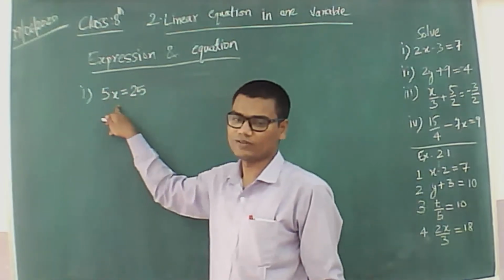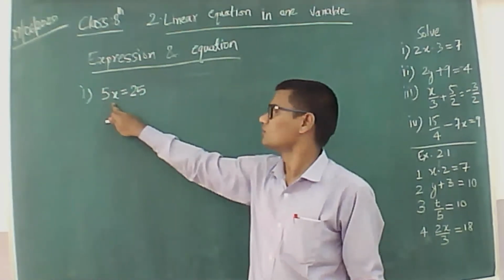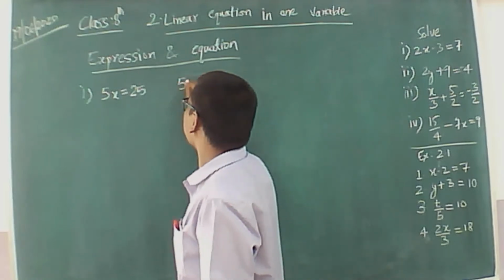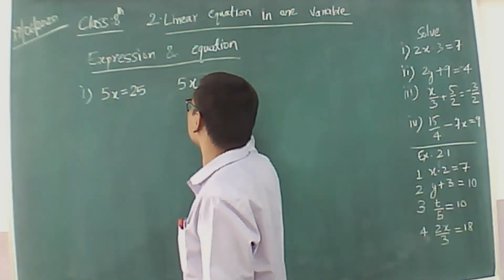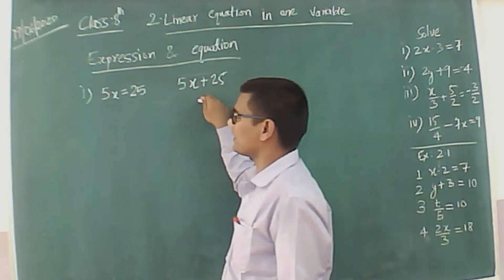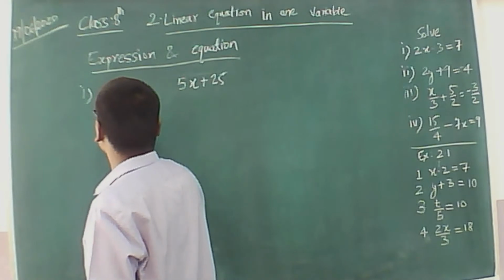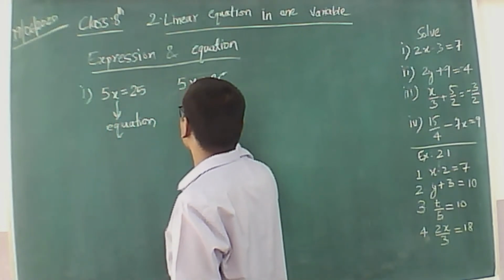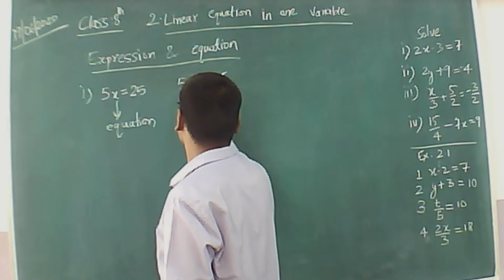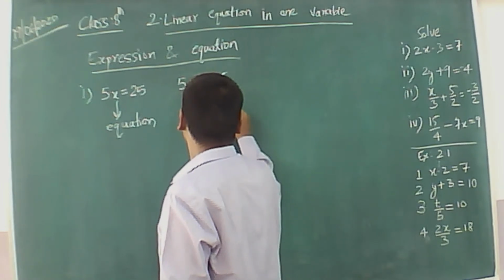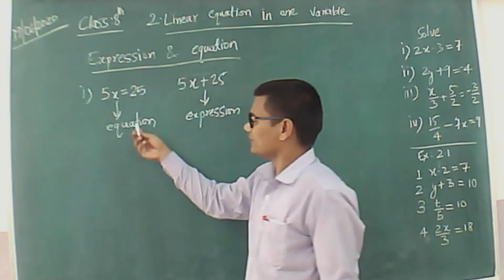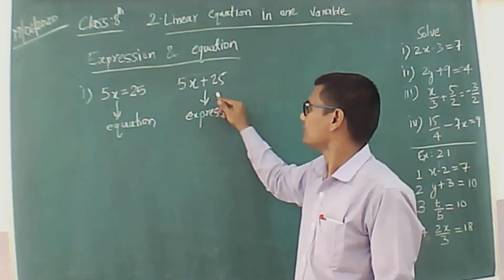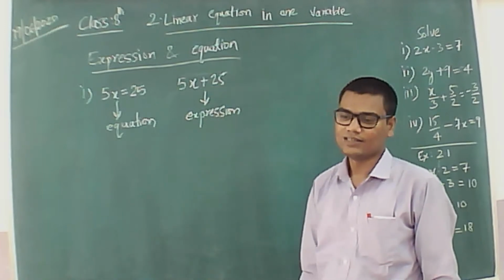So this is an equation with one variable: 5x is equal to 25, and 5x plus 25 is an expression. This is an equation, and this is an expression. Here we see that in an equation there is an equal to sign, and in an expression we do not have any equal to sign.